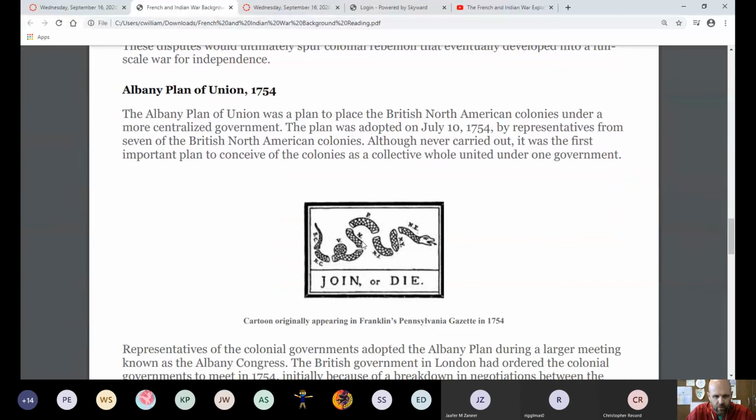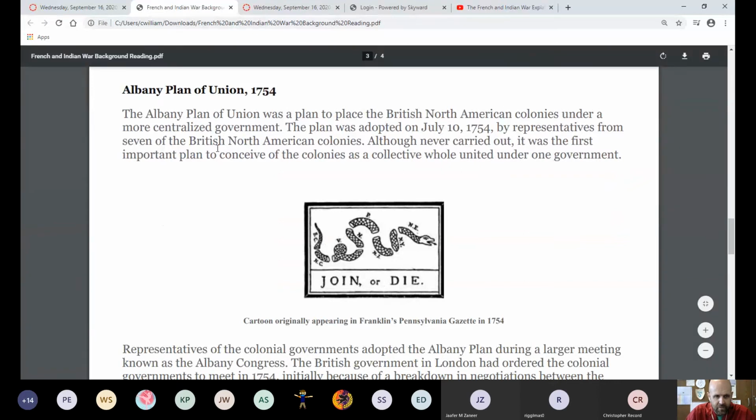And then we're going to talk about this political cartoon. Some of you may have seen this before. The Albany Plan of Union was a plan to place the British North American colonies under a more centralized government, because as of now, these colonies were more or less acting as 13 separate countries. The plan was adopted on July 10, 1754 by representatives from 7 of the British North American colonies, because 7 would represent a majority, okay?